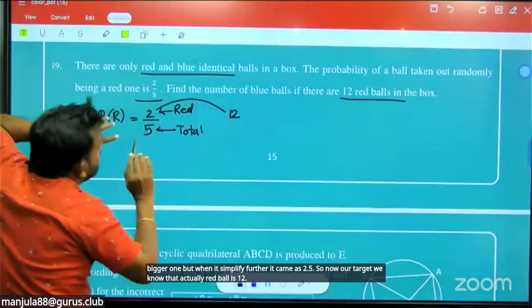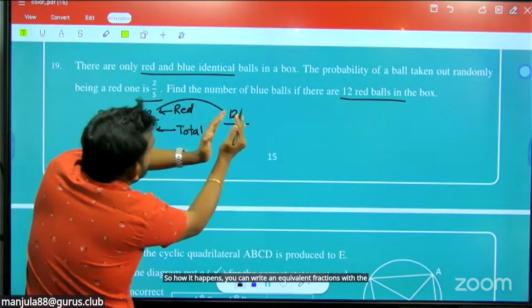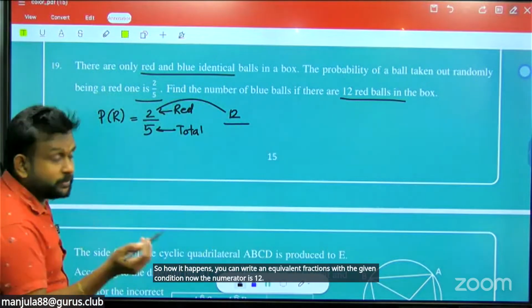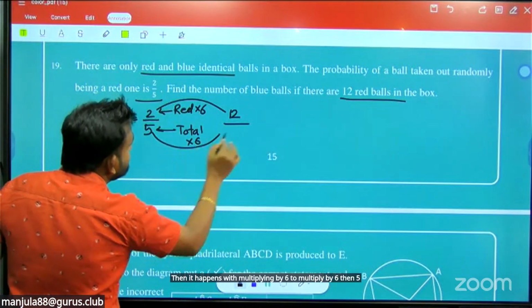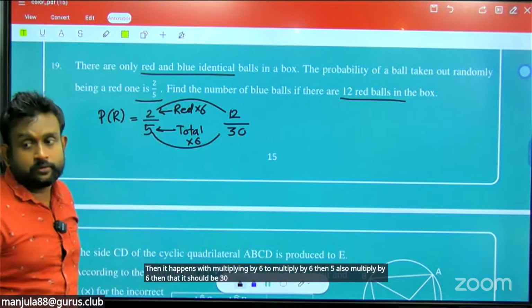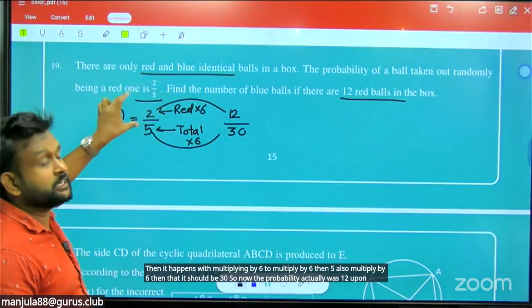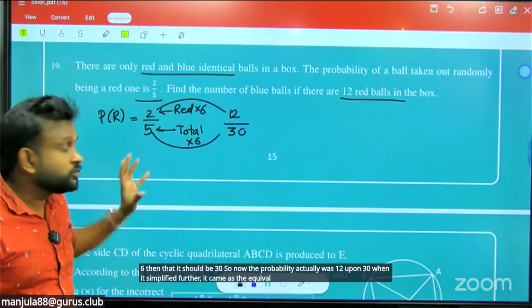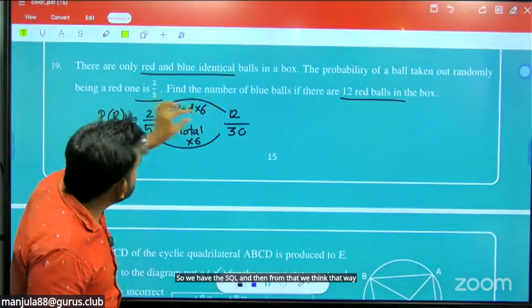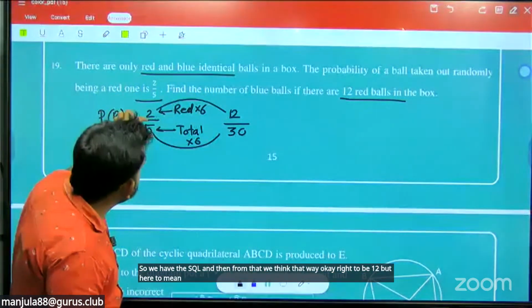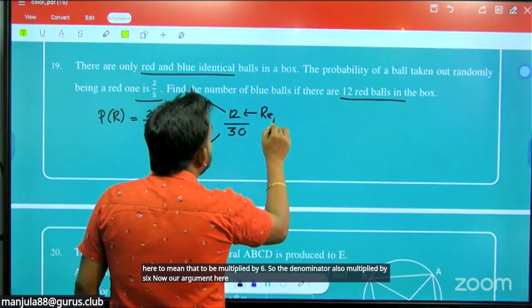Now our target: we know that actually the red ball count is 12. So you can write an equivalent fraction with the given condition. The numerator is 12, so we multiply 2 by 6, and then 5 also multiplied by 6 gives 30. So the probability actually was 12 upon 30. When simplified further, it comes as the equivalent fraction 2 upon 5. Red should be 12, but 2 had to be multiplied by 6, so the denominator also is multiplied by 6. Here the red balls, here the total balls.